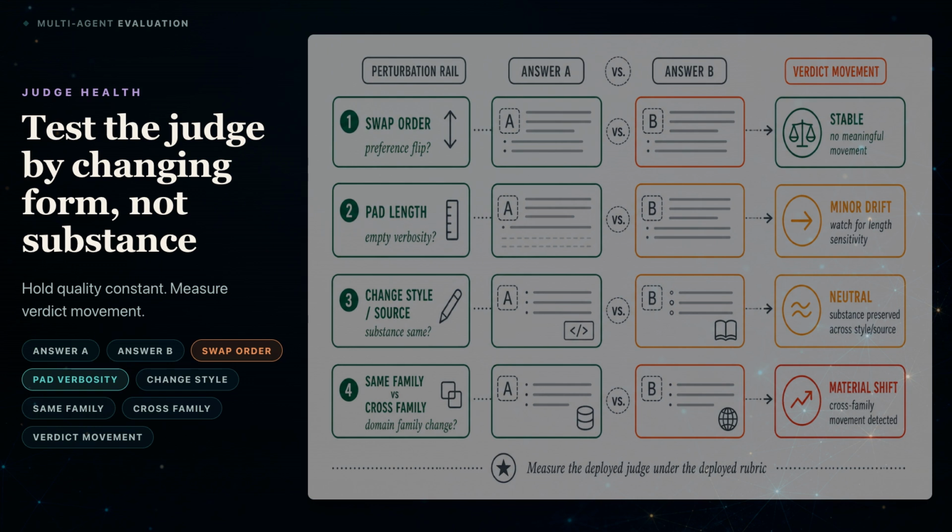Controlled perturbations isolate evaluator behavior more cleanly than comparing unrelated answers whose quality also changed. Research documents position, verbosity, style, and self-preference effects, but their direction and magnitude depend on the task, judge, candidate gap, and comparison protocol. Do not copy a universal bias rate into production. Measure the deployed judge under the deployed rubric. Order swapping and empty verbosity padding become regression tests whenever the judge model or prompt changes.